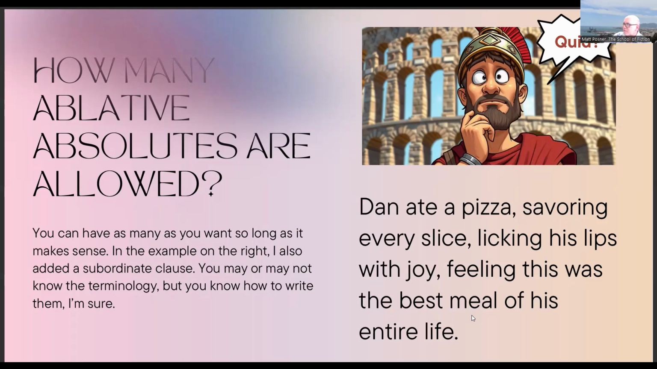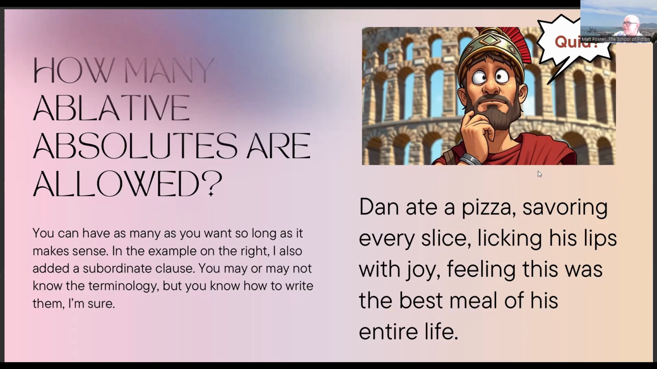So Dan ate a pizza. First ablative absolute says savoring every slice. The second one says licking his lips with joy. The third one says feeling. So there's our 3 participles, savoring, licking, and feeling. And after that, feeling that this was the best meal of his entire life. The that is implied. So this is really a subordinate clause here. And this is, of course, a sentence that all of you are capable of writing.